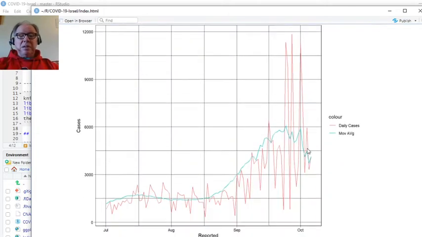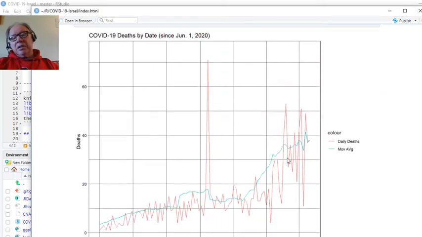This is the current, once again, the cases beginning in July. You can see the moving average is in fact moving back down. Just sort of interesting. Deaths you can see here are actually increasing a little bit, but appear to have leveled off.